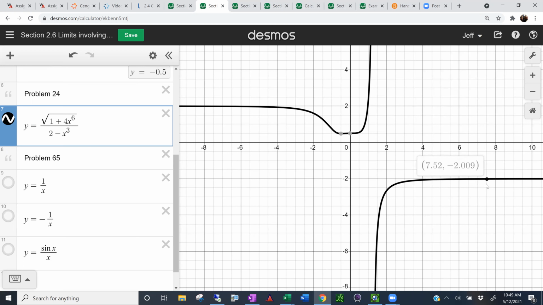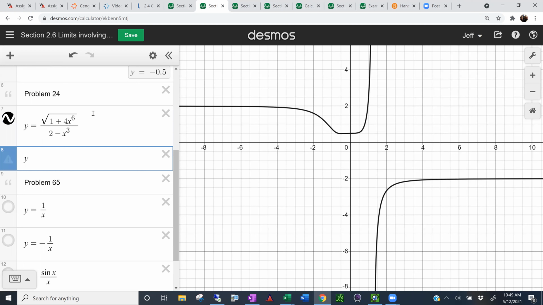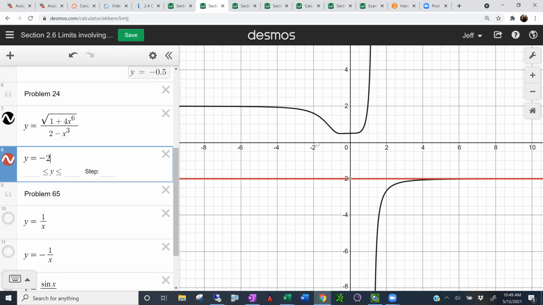touching -2. By the way, the graph can cross your horizontal asymptotes. In fact, this one does. So if I were to put in the graph of y equals -2, the graph actually does cross this horizontal asymptote. It's not a big deal. Some people think that they can't ever touch. Sometimes they do, sometimes they cross it infinitely often. But eventually it gets close to that point.